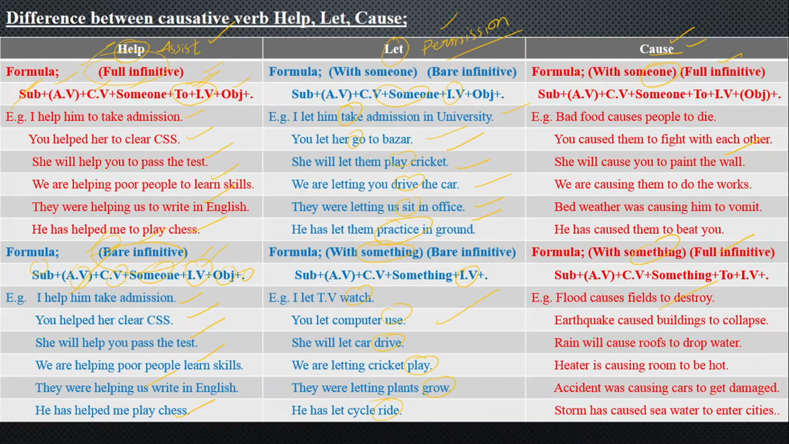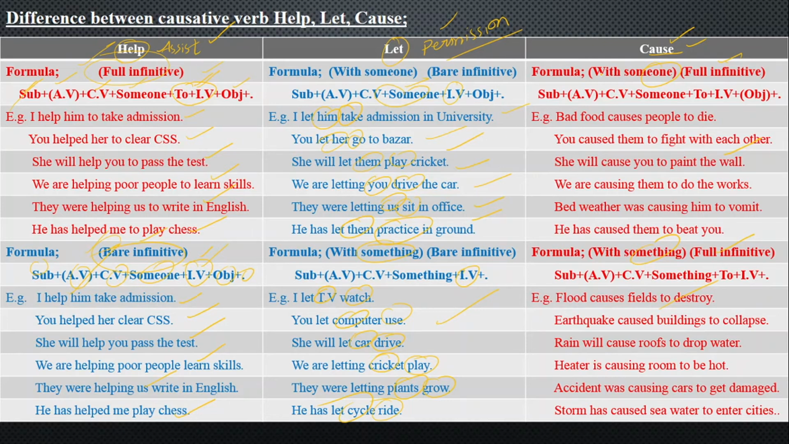If you are using "to" with let, it will be wrong. Let him come, let's play cricket; "let's to play cricket" is wrong. This should be in your mind: only bare infinitive. And here in the formula I've written someone. So what is your someone in these sentences? Him, her, them, you, us, them, and something: TV, computer, car, cricket, plants, cycle. So you can see that this is known as the causative verb let, which you'll use only with bare infinitive.